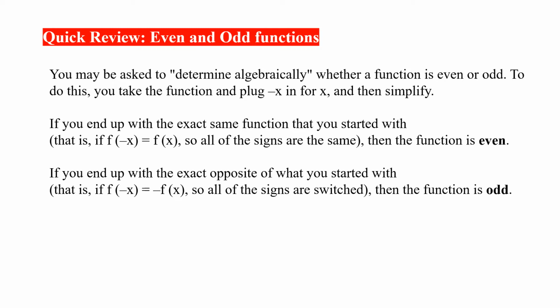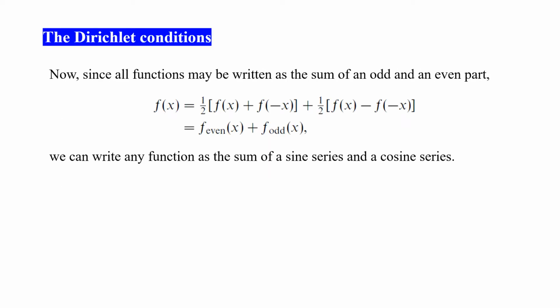If you end up with the exact opposite of what you started with, for example, if after you plug in negative x to the function, you get the negative of f of x, so all the signs are switched, then the function is an odd function. Now, since all functions may be written as a sum of an odd and an even part, for example your function f of x can be written as 1/2 of your even function and 1/2 of your odd function, we can write any function as a sum of sine series and cosine series.